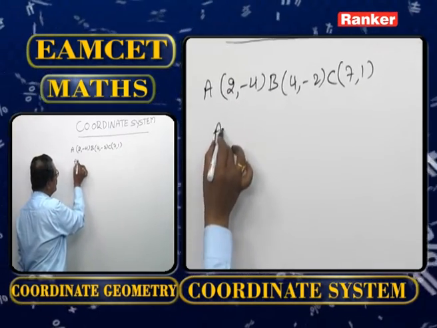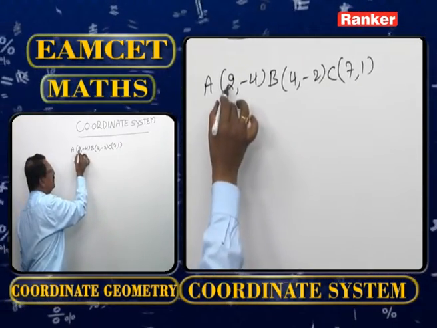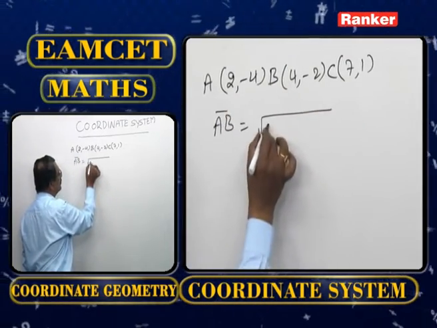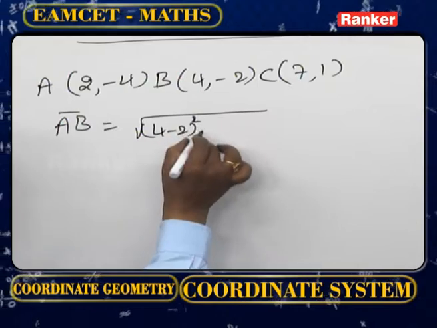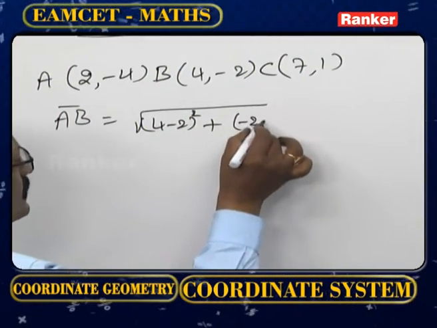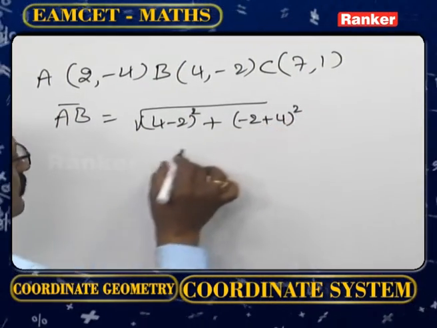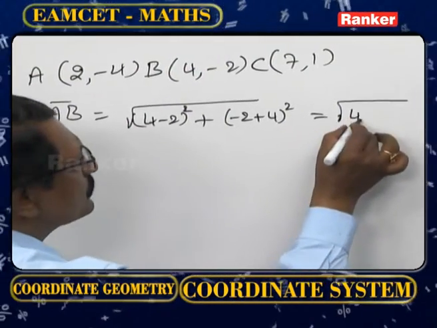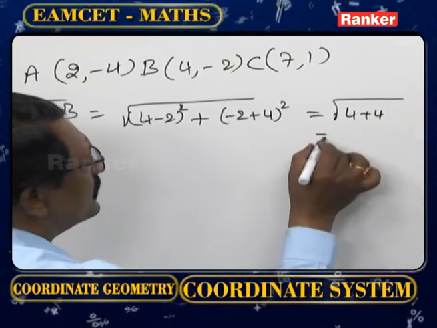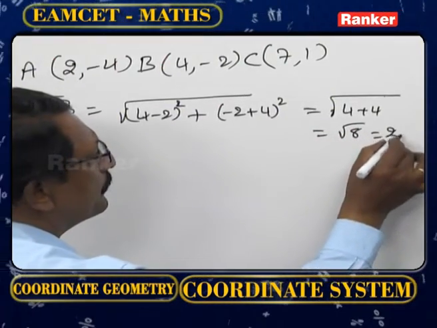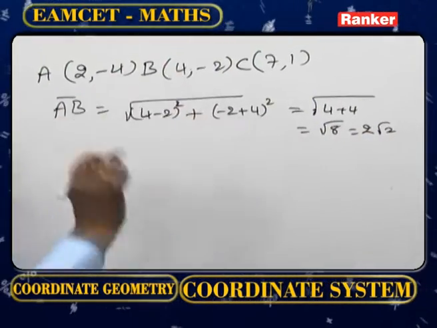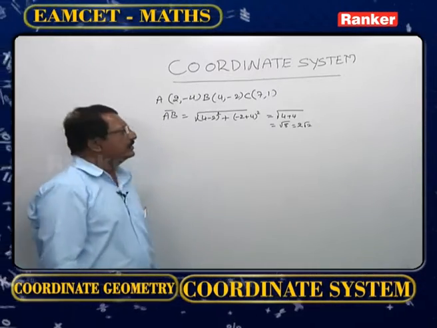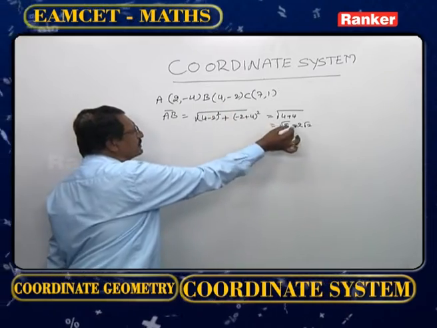First, the distance between A and B, the distance between 2 comma minus 4 and 4 comma minus 2. AB equals square root of 4 minus 2 whole square plus minus 2 minus of minus 4 whole square, that equals square root of 4 plus 4, that equals root 8 or 2 root 2. The length of the side AB equals 2 root 2.